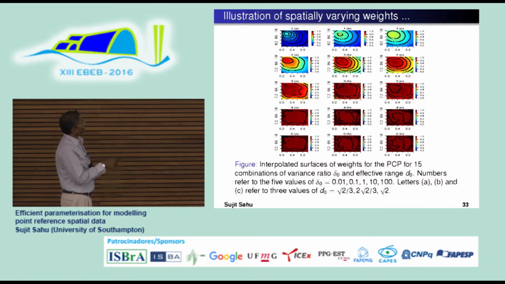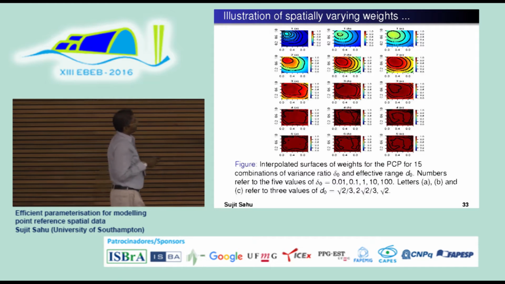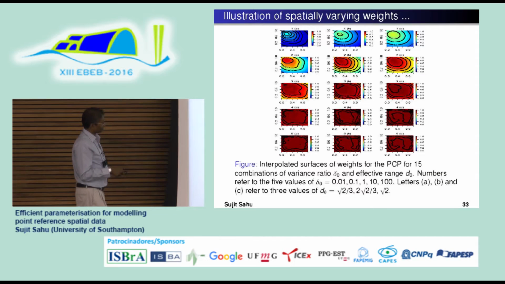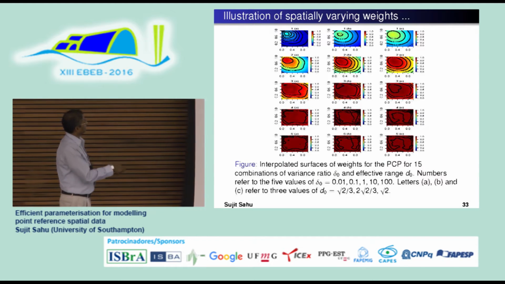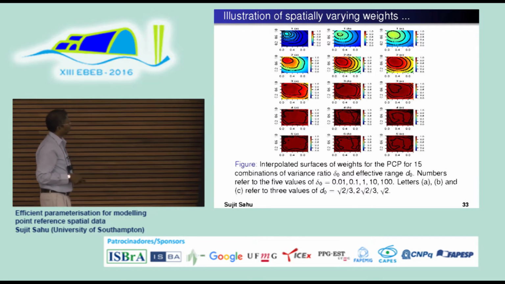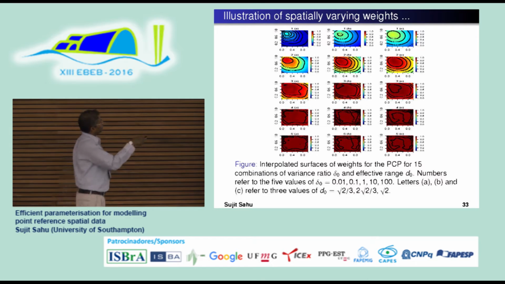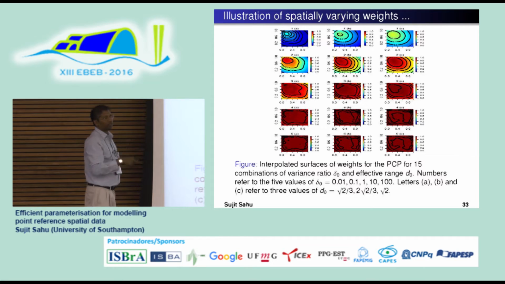So what happens? These are the interpolated surfaces of the weights. There is quite a lot of information here. One is we are varying delta naught, the signal to noise ratio, from 0.01 to 100, and then we are doing A, B, C, referring to three values of the spatial correlation: lower spatial correlation, then more spatial correlation, and more as you go down the column. What you can see here is the things are all in blues. All in blues means the weights are almost 0. Here you want to use the NCP for everything, everywhere.